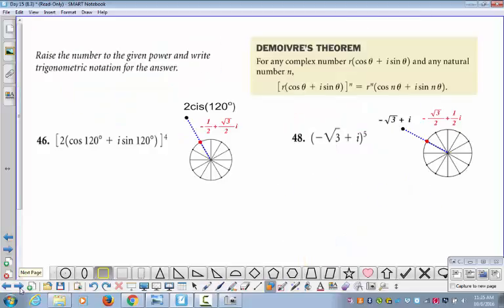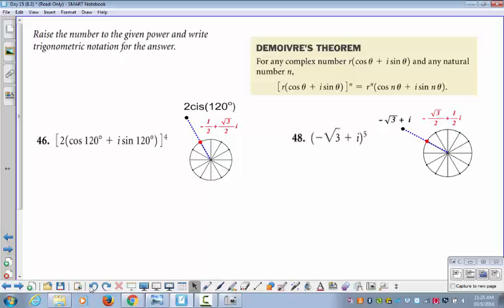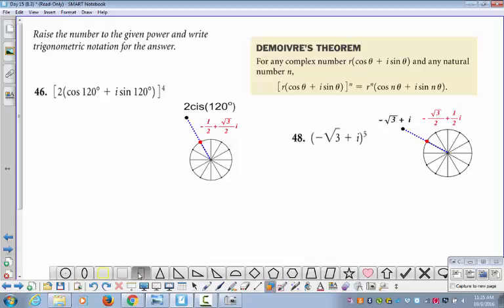All right, so let's up the ante. All right. Here's a theorem, a really important theorem. It's pronounced De Moivre's. So there's our theorem.